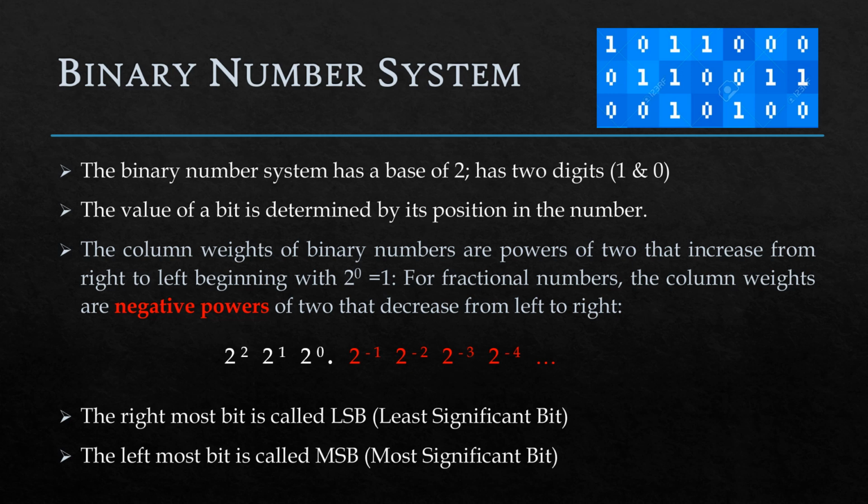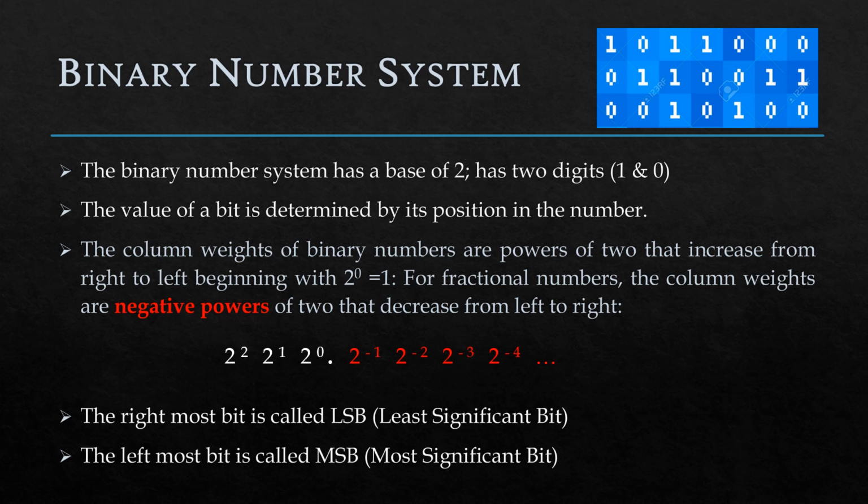As you know, the binary number system has a radix value of 2, and so it consists of two distinct values, 0 and 1. The value of a bit is determined by its position in the number, very similar to the decimal number system. Here also the column weights increase from right to left, and for fractional numbers the column weights are negative powers, which decrease from left to right.